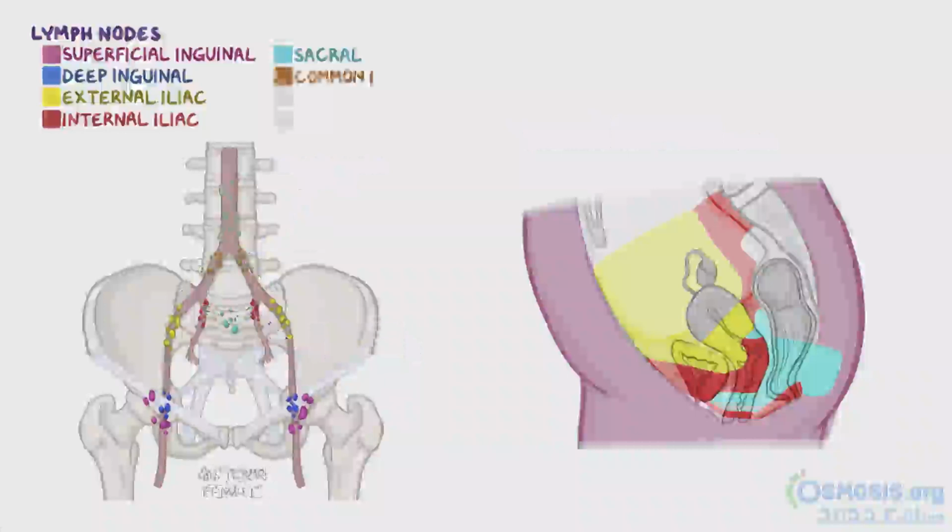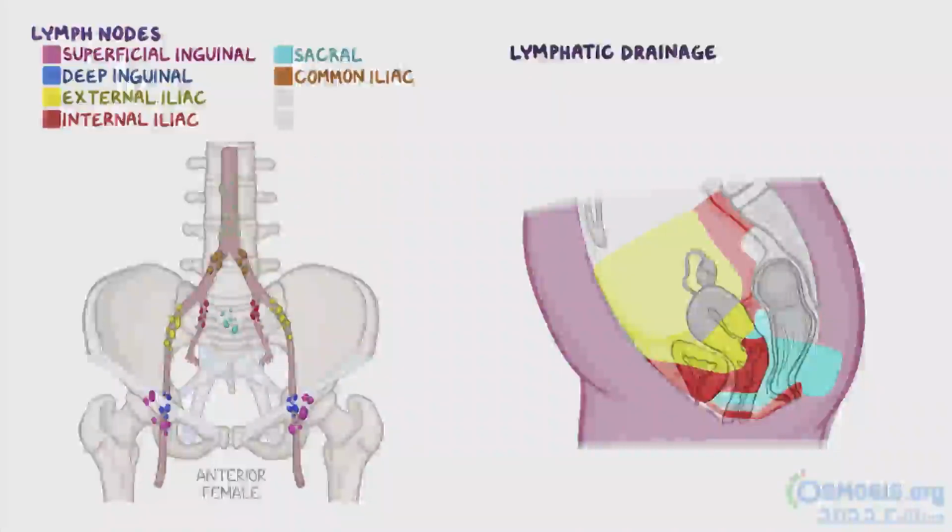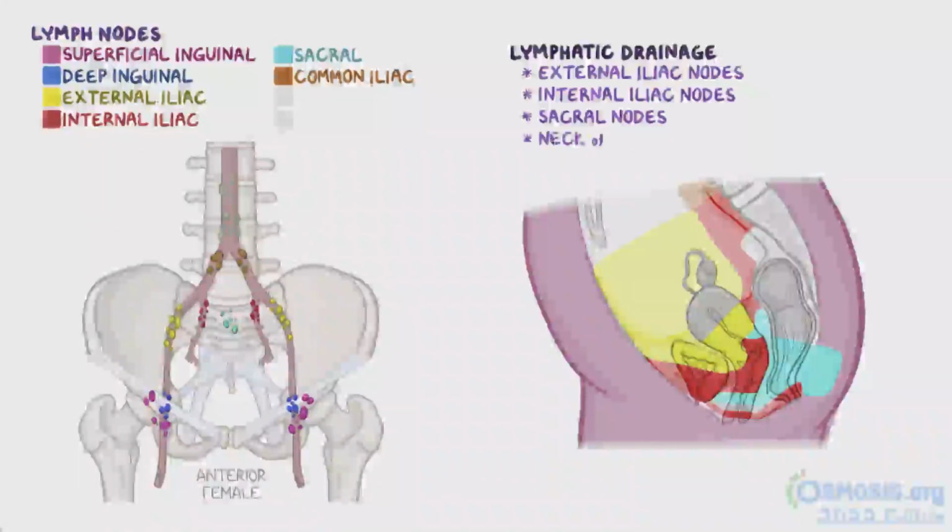Finally, there are the common iliac lymph nodes, which lie along the common iliac blood vessels. These lymph nodes receive lymph from the external iliac, internal iliac, and sacral lymph nodes. Part of some pelvic viscera, like the neck of the urinary bladder and the inferior part of the vagina, may bypass other sets of nodes and drain their lymph directly into the common iliac lymph nodes.